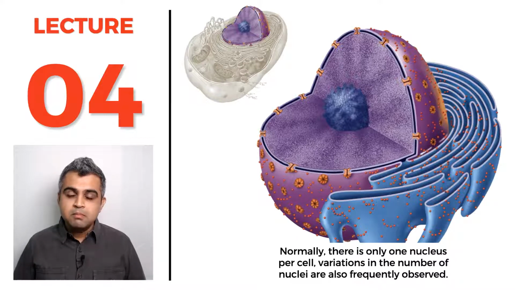but in many cells in nature, there may be variations to this. For example, RBCs have no nucleus at all, whereas there are many cells, like some cells in the liver and cells in the muscle, which have multiple nuclei. But the norm is one cell, one nucleus.